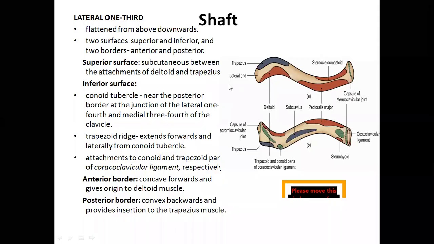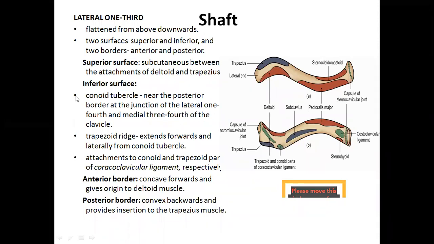Deltoid and trapezius. Now, on the inferior aspect of the lateral one-third, we have already discussed certain elevations. One is the conoid tubercle and the other is the trapezoid ridge. The conoid tubercle is near the posterior border at the junction of the lateral one-third and the medial three-fourths of the clavicle. The trapezoid ridge is this where I am pointing now. It extends forwards and laterally from the conoid tubercle. Here you can see the attachment of the conoid and trapezoid parts of the coracoclavicular ligament respectively.